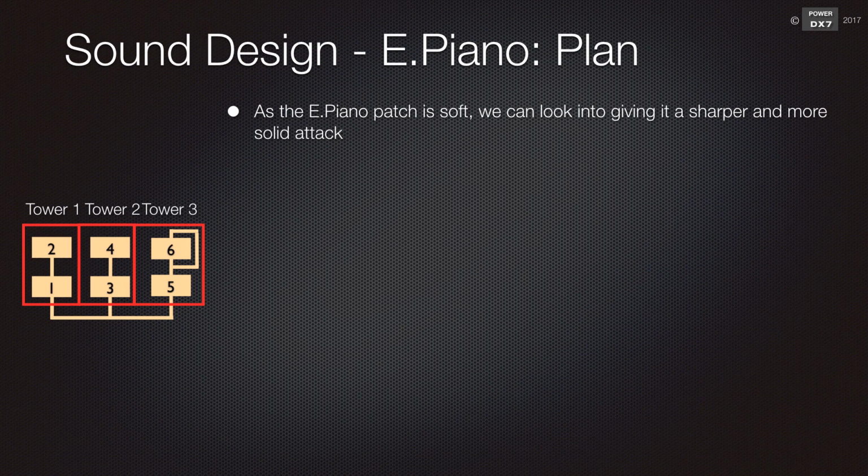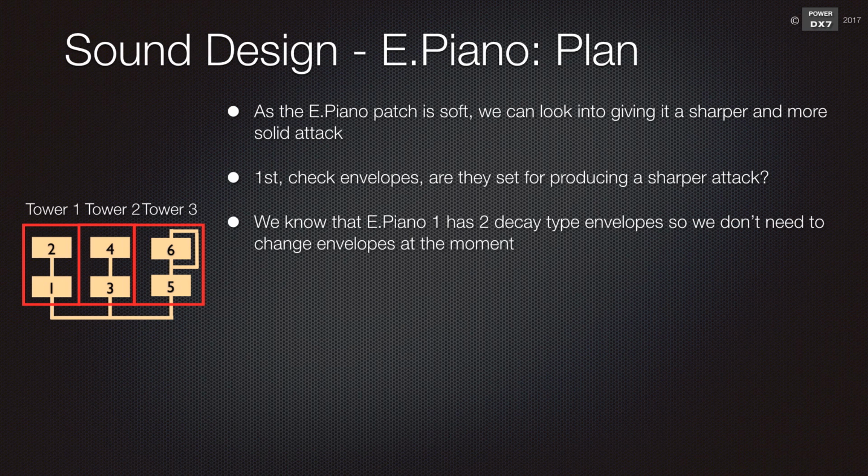We know that the original E.Piano patch is soft, so we can give it a sharp and solid attack tone. The easiest way to do that is to change envelopes. So we check envelopes first to see whether they are set for producing a sharp attack tone. If you recall, what we discovered with the E.Piano patch is that it already has two decay type envelopes, which can produce a sharp attack tone. So we don't need to change envelopes at the moment.